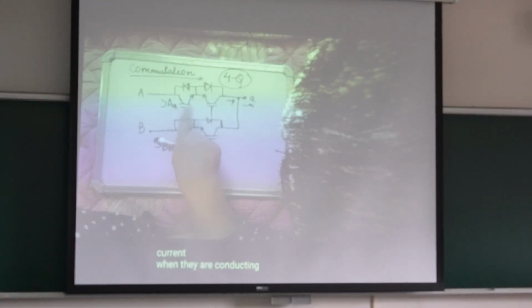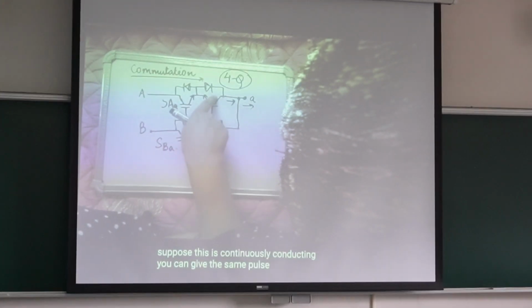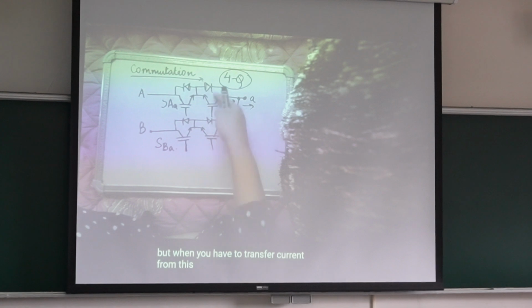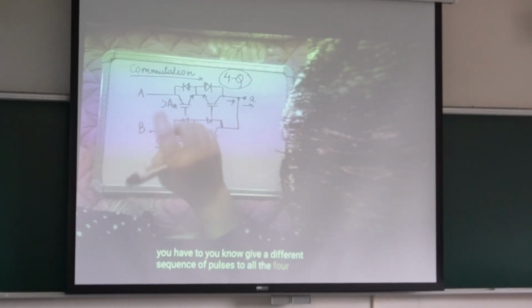When they are conducting continuously, you can treat them as two different switches and give the same pulse. But when you have to transfer current from this to this, you have to give a different sequence of pulses to all the four devices.